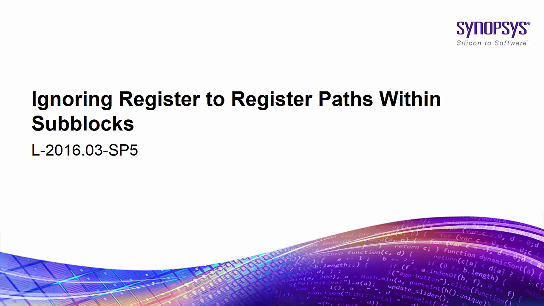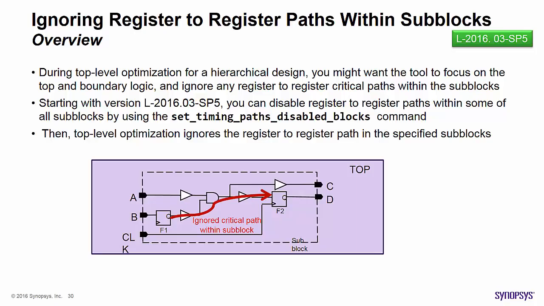Ignoring register-to-register paths within subblock from 1603SP5. During top-level optimization for hierarchical design, you might want the tool to focus on the top and boundary logic and ignore any register-to-register critical paths within the subblock. From 1603SP5, you can disable register-to-register paths within some or all subblocks by using the set_timing_path_disable_block command. Then, top-level optimization ignores the register-to-register path in the specified subblock.